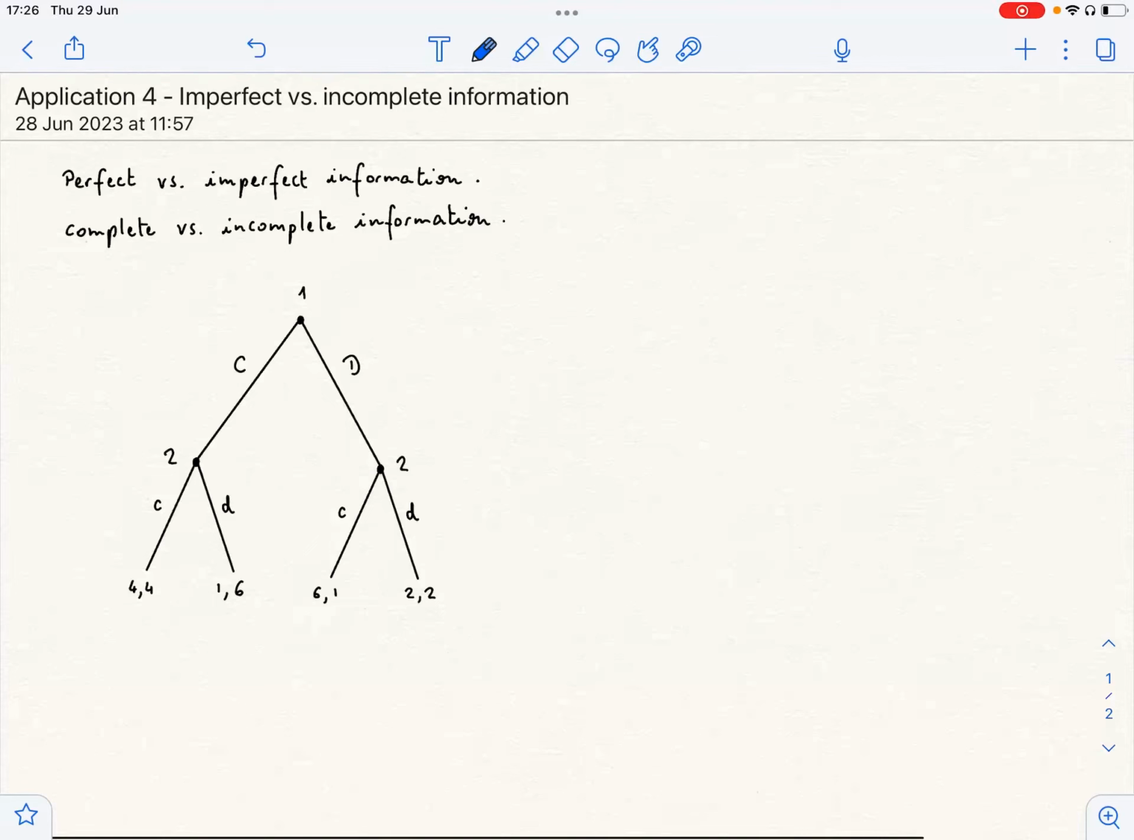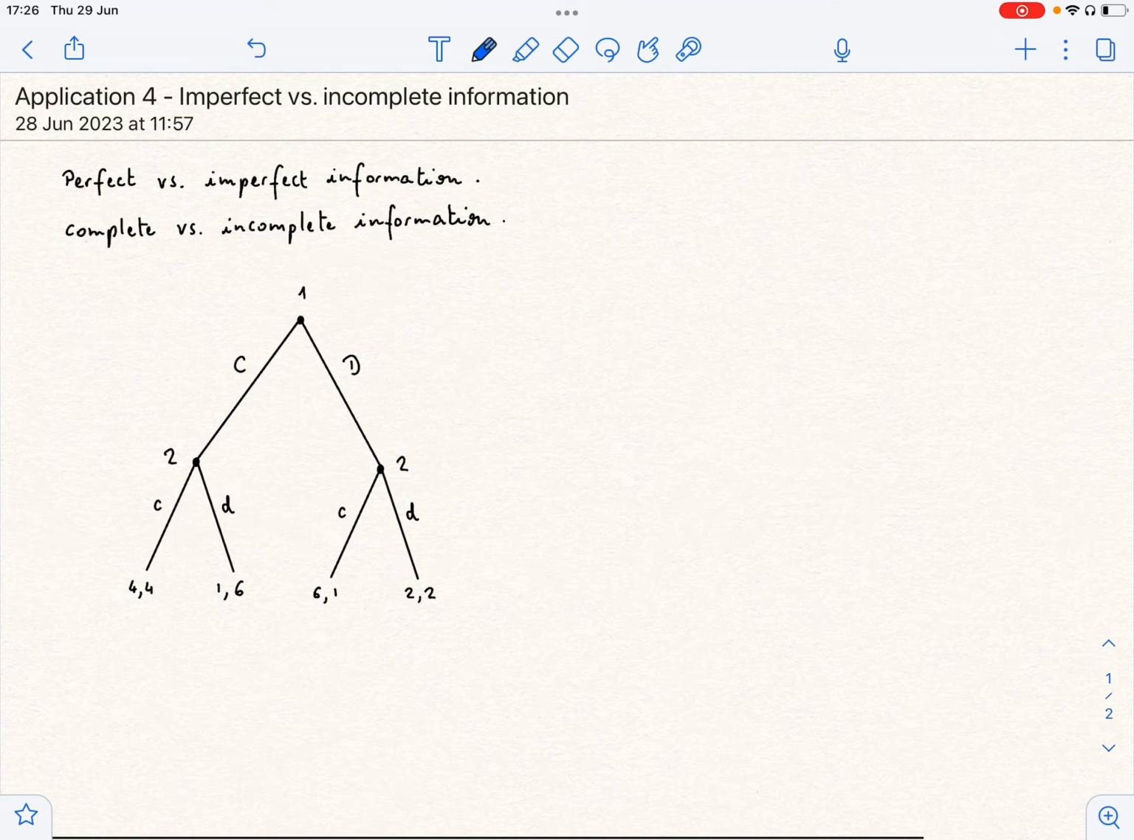Hello everyone, and welcome to application number 4 for our course Rational Choice Theories. So today we are going to talk about the difference between perfect and imperfect information in games and the difference between complete and incomplete information. So first, to illustrate this, we're going to be considering extensive form games.